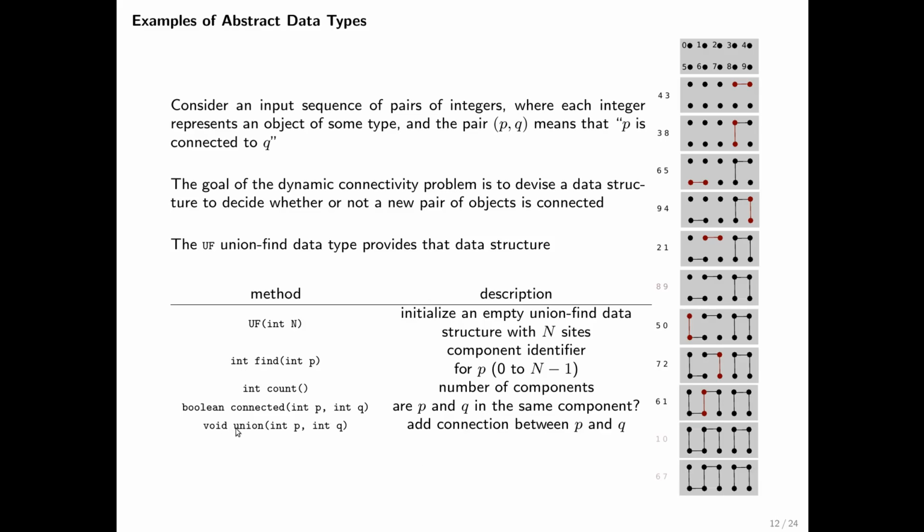Okay, and then union is the method that you would use to actually establish a connection between 2 sites. So let's say that 2 sites P and Q are not connected. In that case, you want to connect them, and the way you do that is by making a call to the union method from the UF data type. So that's the API for the union find data type.